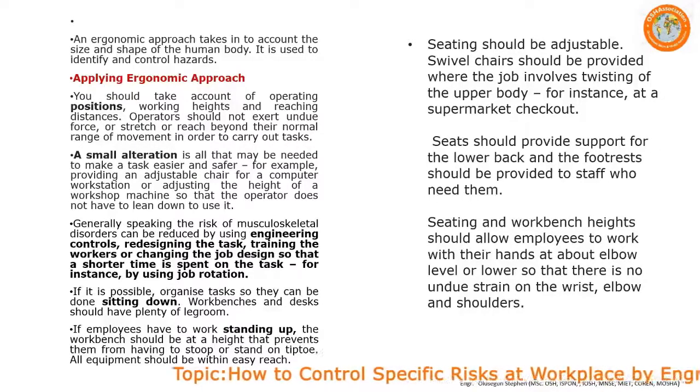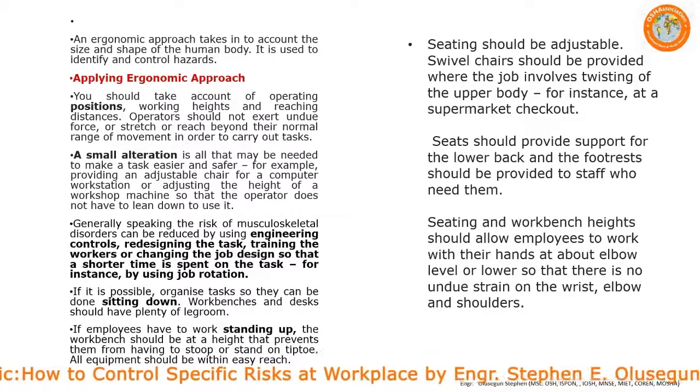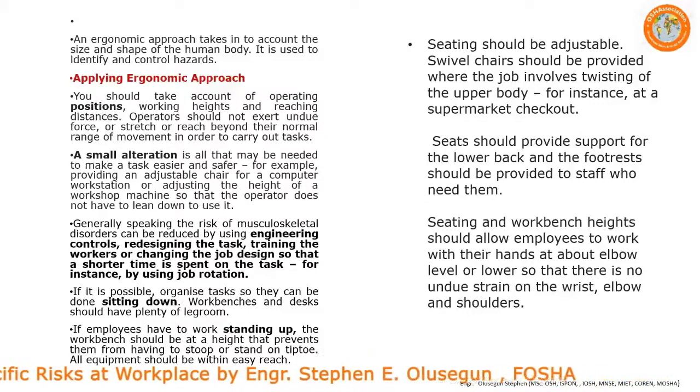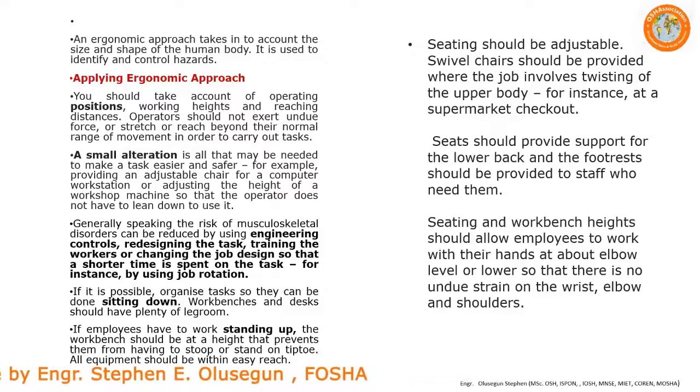The seat should provide support for the lower back, and there should be a footrest for the staff. Seating and workbench height should allow employees to work with their hands at about elbow level or lower, so that there is no undue strain on the wrist, the elbow, the shoulder, and the hand.